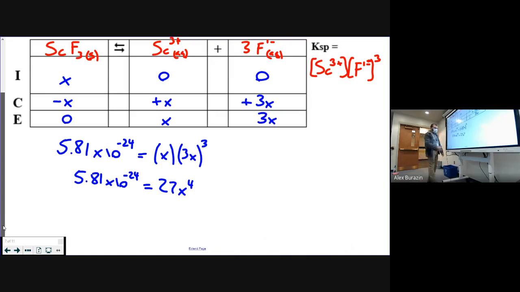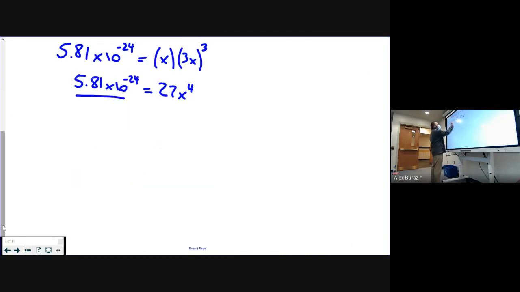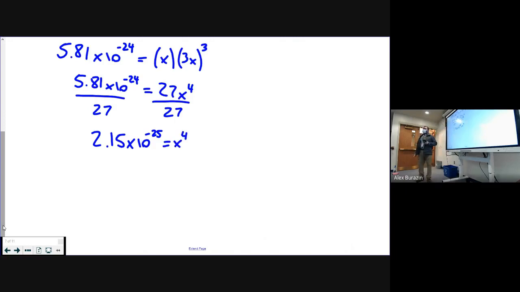We can divide by 27, obviously. And I have whatever that is: 2.15 times 10 to the negative 25th equals x to the fourth. Okay, how do I solve for x? I've got a fourth root there.